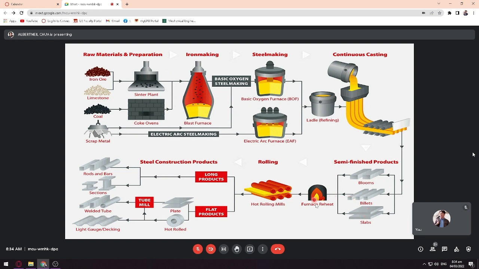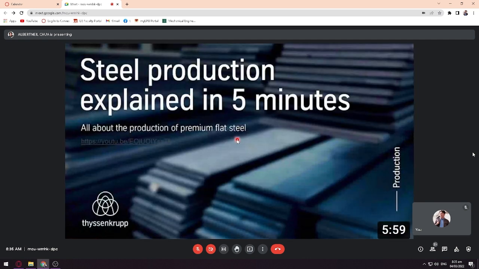Then we go through the reheat furnace to achieve plastic deformation, so it is easier to form when it goes through the rolling mills. After the rolling mills, we can produce our products such as plates, hot rolled, welded tubes, light gauge decking, sections, and rods and bars. So I have a video regarding steel production.